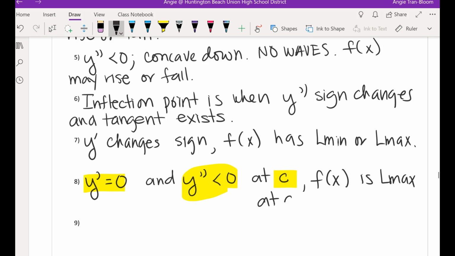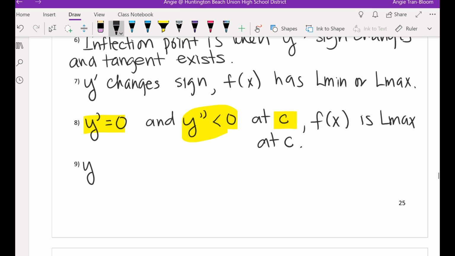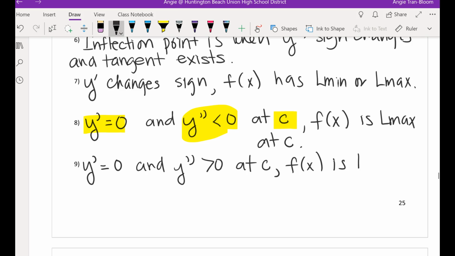Then f of x is L max at c. And 9 is the same thing except it's L min. y prime exists, okay, and it equals 0. And y prime prime is greater than 0 at c. That means f of x is L min at c.